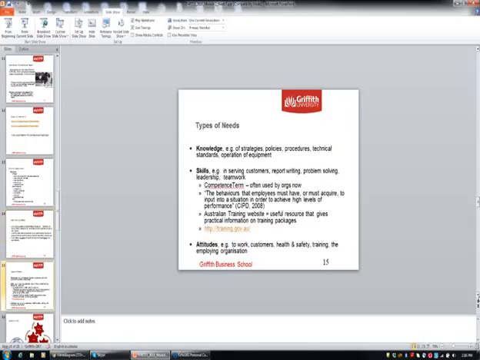So types of needs, there's knowledge. There can be knowledge about strategies, policies, procedures, technical standards and operation of equipment. So that's what orientation is often about, isn't it, at the beginning? You know, what are the really important policies that we've got here? The strategy, you know, what is it? How do we fit into that?